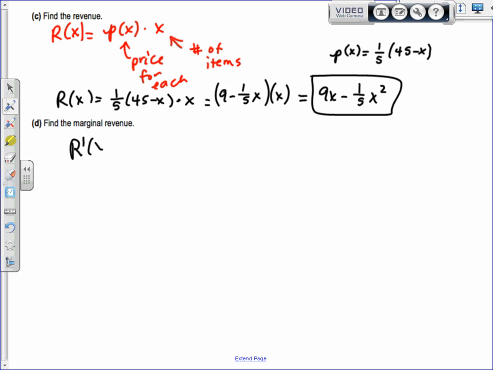So your marginal revenue will be R prime, right? The derivative, marginal. So it's going to be 9 minus 2/5 X. Do you guys see where I got that? So I took the derivative here. So derivative of 9X is 9. And I have minus 1/5 X squared, so I bring my 2 to the front. 2 times 1/5 is 2/5, X to the first. That's your marginal revenue.